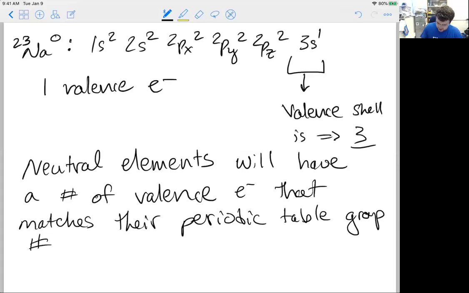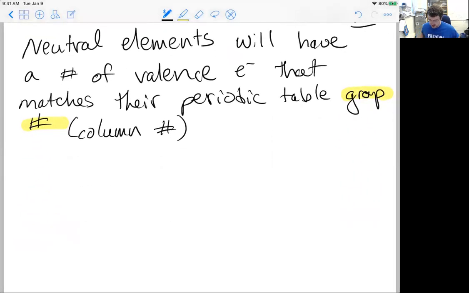Matches their periodic table group number. And the periodic table group number, that is the column number. Okay, the column number. So let's go ahead and sketch a periodic table.